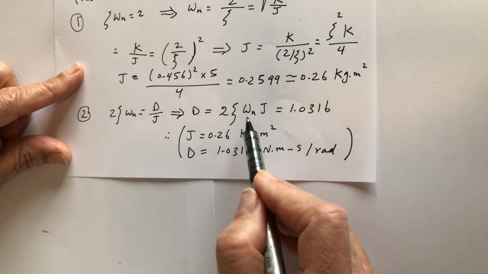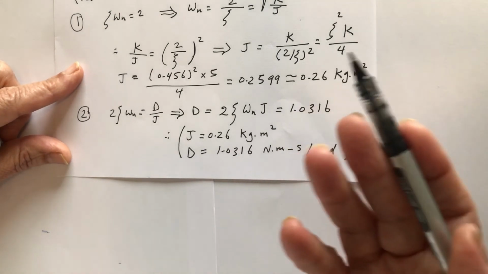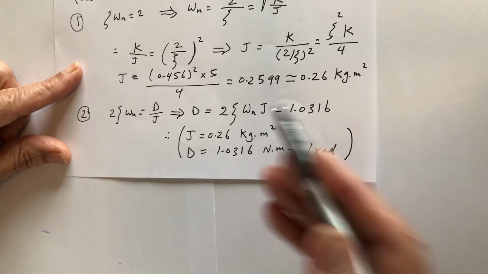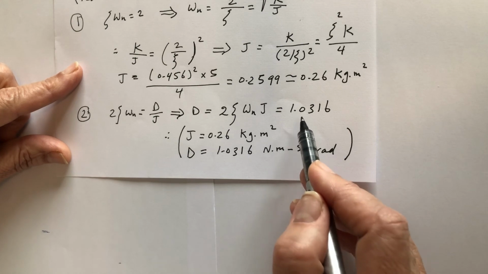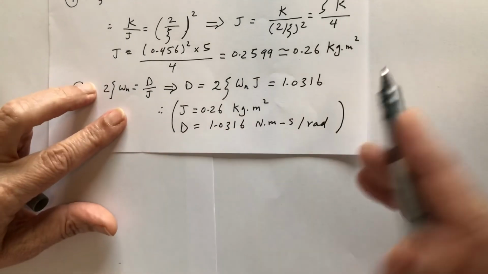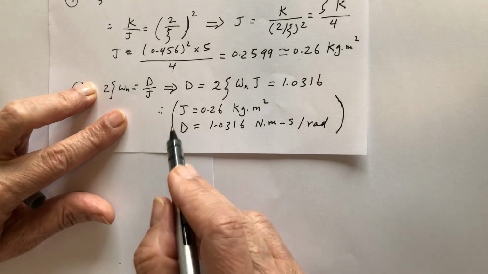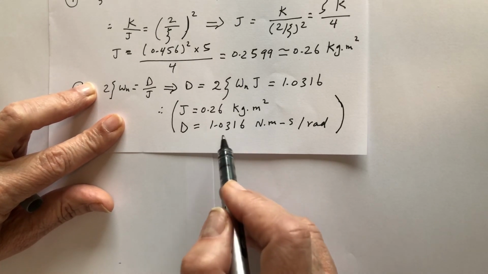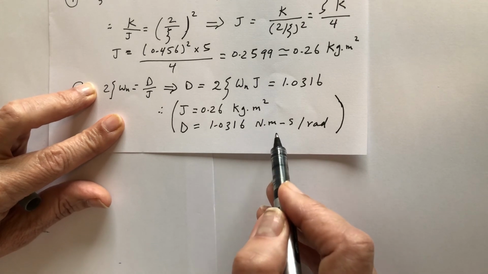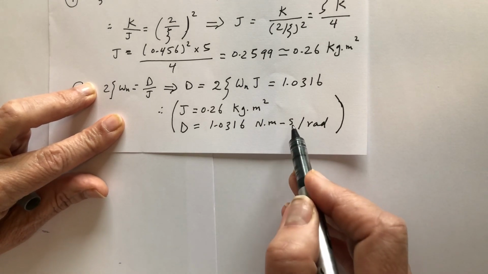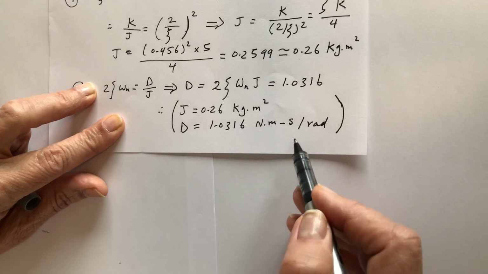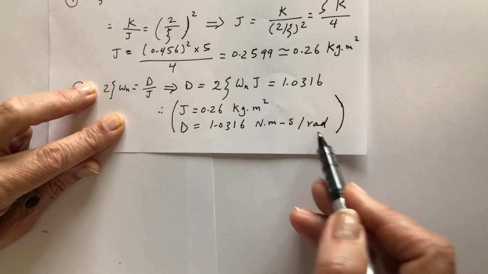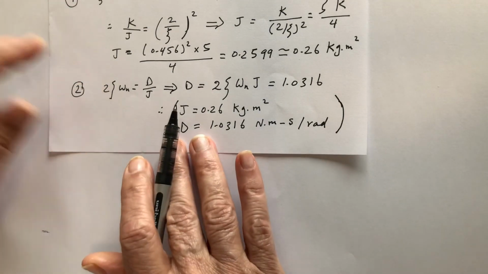And I'll put the value, it's equal K over J, and I found K, I found J, so I can find omega n, and this will give me 1.0316. And then the design parameters which we are looking for: J equal 0.26 kilogram meter square, and D equal 1.0316 Newton meter per second. Of course you remember that this is over second, so the denominator's denominator we moved up, so this second is on top.